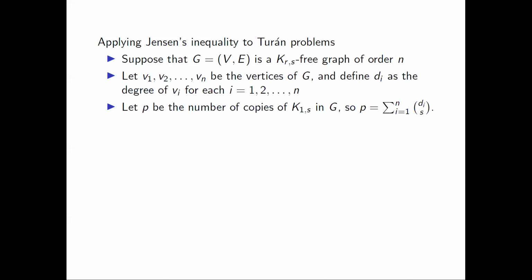We'll let P be the number of copies of K_{1,s}. First, we can count P by looking at each vertex in our graph as the center of the star. And when we count P that way, we can see that P is equal to the sum from i equals 1 to n of di choose s, because there will be di choose s ways to choose the s leaves of the star.